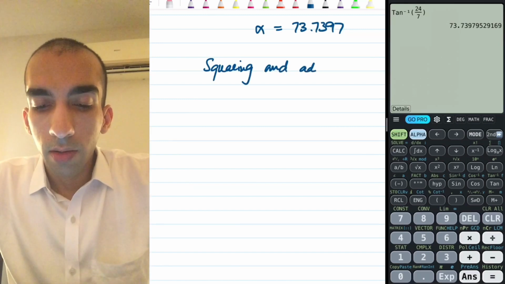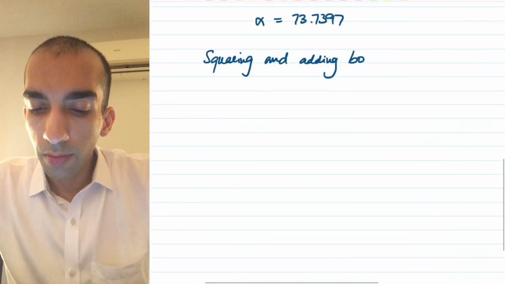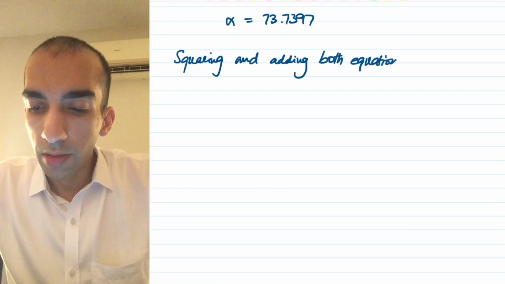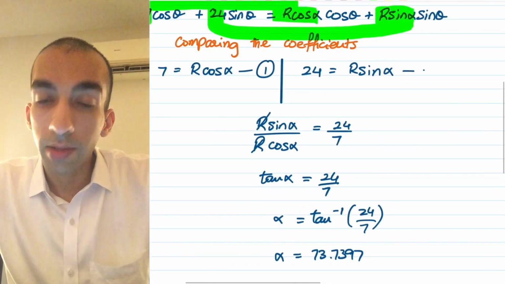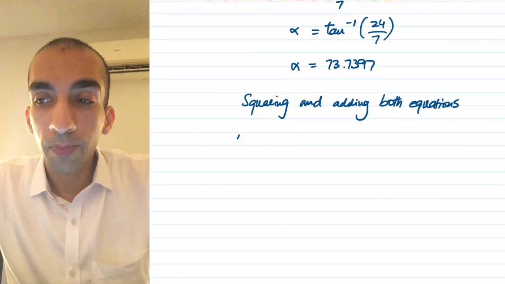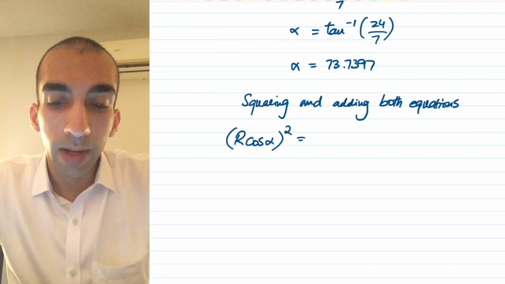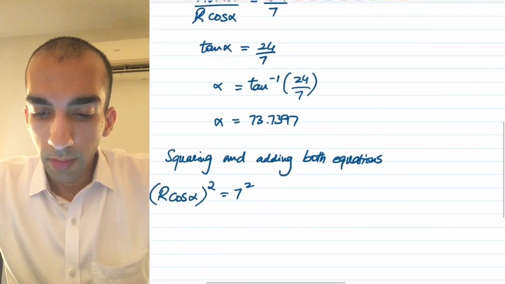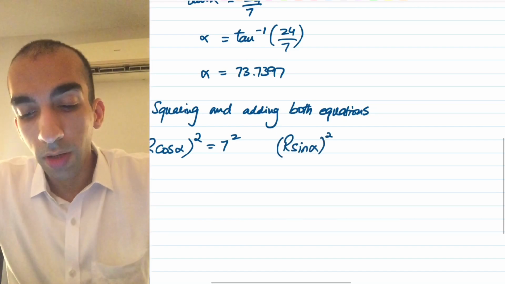The second step is squaring and adding both equations. Which equations? The ones that we formed over here, r cos alpha and r sin alpha. We're going to square them and add them because once sin over cos gave us tan, the other time sin square alpha plus cos square alpha is equal to 1, so that will reduce and help us find the value of r. Let me show you what I mean. For r cos alpha, the square means we take the square of 7, and for r sin alpha we take the square of 24.